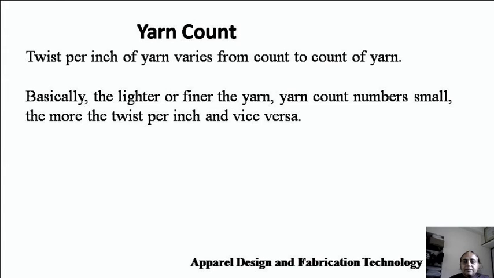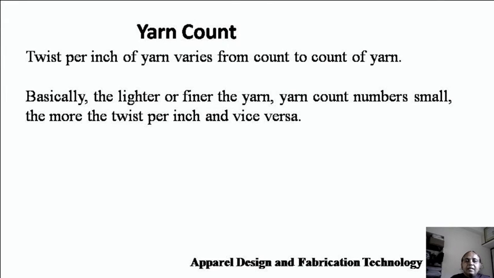Basically, you have to understand this. For lighter or finer yarn, the yarn count numbers are small, and there is more twist per inch. So the more the twist per inch, the lighter or finer the yarn, and the yarn count number will be small. So there is a direct relationship. More twist, finer yarn, as you already know, and in the same way the yarn count number will be less, that is, a small yarn count number.